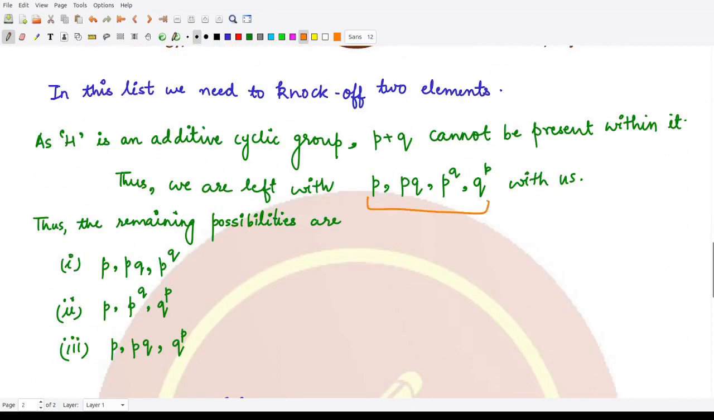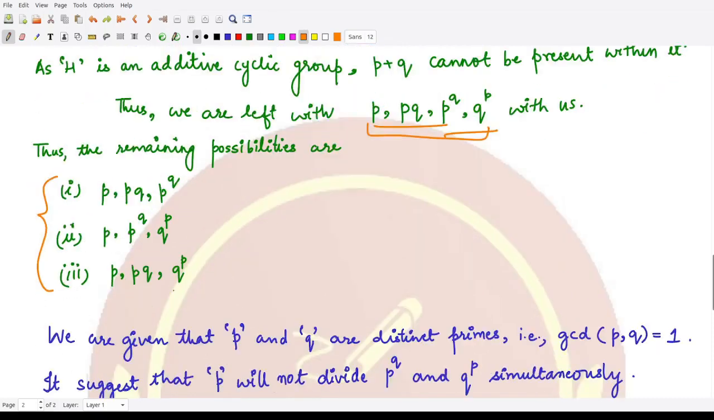So out of these 4 choices, we can have these 3 options, which are P, PQ and P raised to power Q, first 3, then P, last 2, and then these P, PQ and Q raised to power P. We can have more choices as well, but P would surely be present with us because we are taking this to be the generator here. So let's see what do we have here.